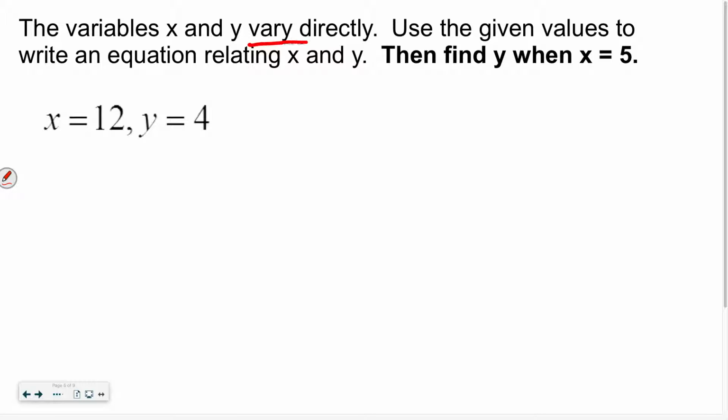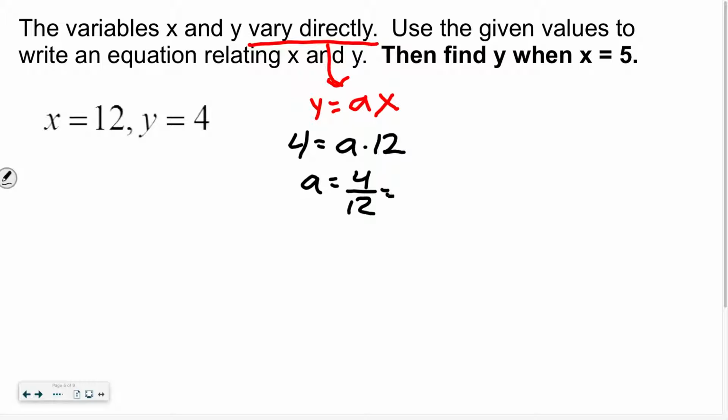So that immediately tells me I want to use the equation where a constant is being multiplied by a variable. So y equals a times x. What do you suppose you'll do next? Can you plug in? Substitution. Plug in your x, plug in your y. So we have y equals a times 12. Solve for a. 4 divided by 12, which simplifies to be 1/3. And so my equation could be y equals 1/3 x.